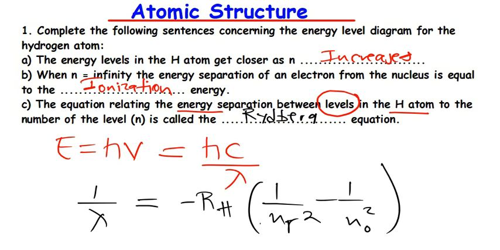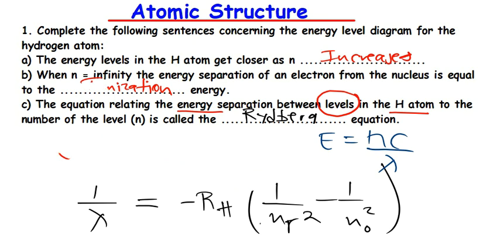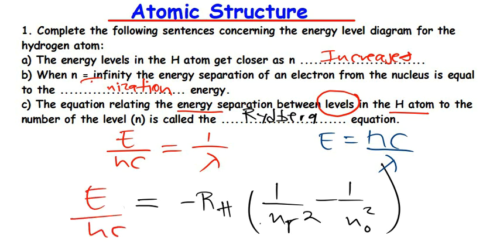Okay, now if you get the first equation, we are saying energy is equal to hc over wavelength, and then you decide to divide both sides by hc. What you are going to end up with is energy over hc is equal to 1 over wavelength. Then this part, 1 over the wavelength, you can substitute with energy over hc, right? And then you can multiply both sides by Planck's constant and the speed of light.